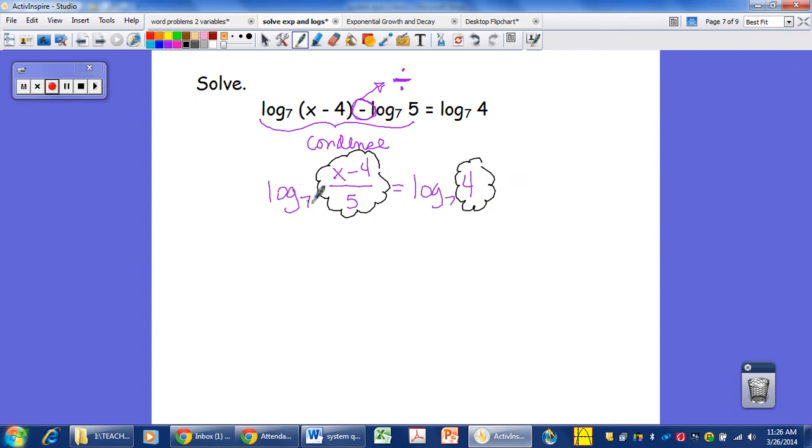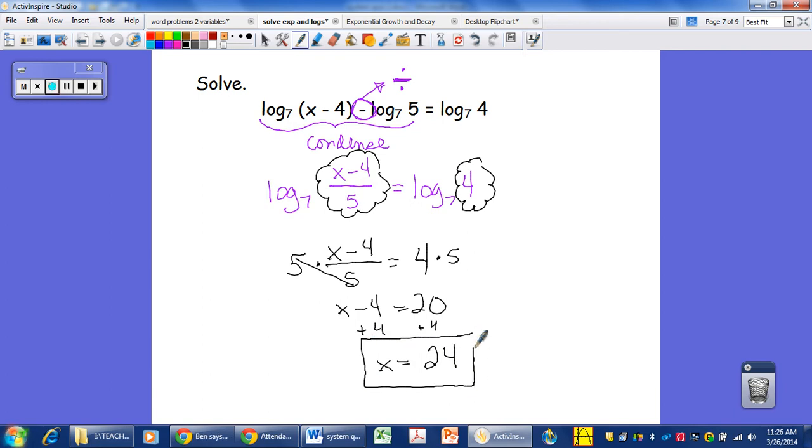So if log base 7 of this equals log base 7 of 4, that means that this, x minus 4 over 5, this equation, must be equal to 4. These things have to be the same. So we go about solving this. We'll multiply both sides by the denominator. So x minus 4 will equal 20. And adding 4 to both sides, our x value is 24.